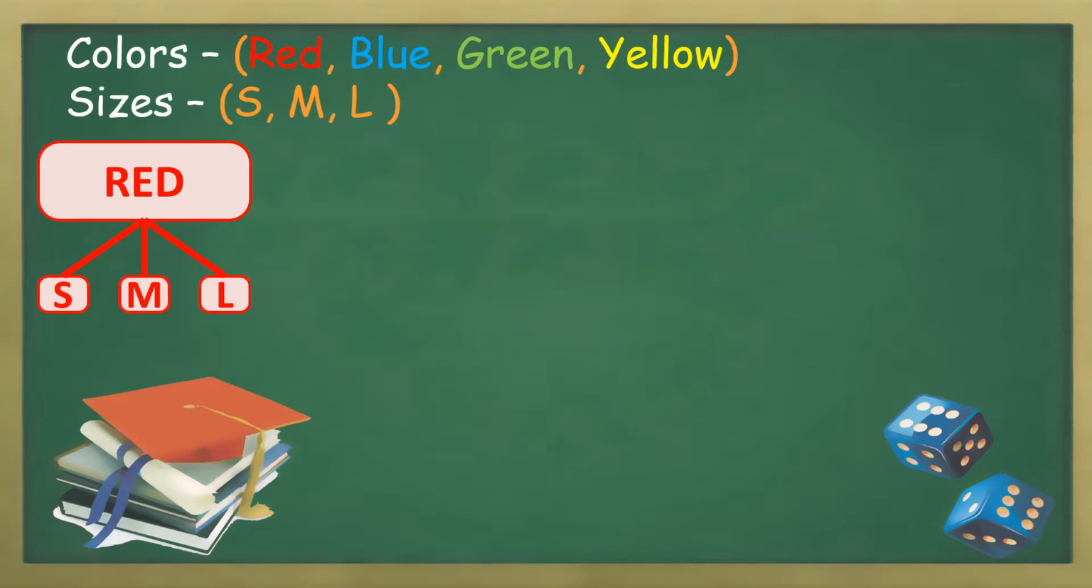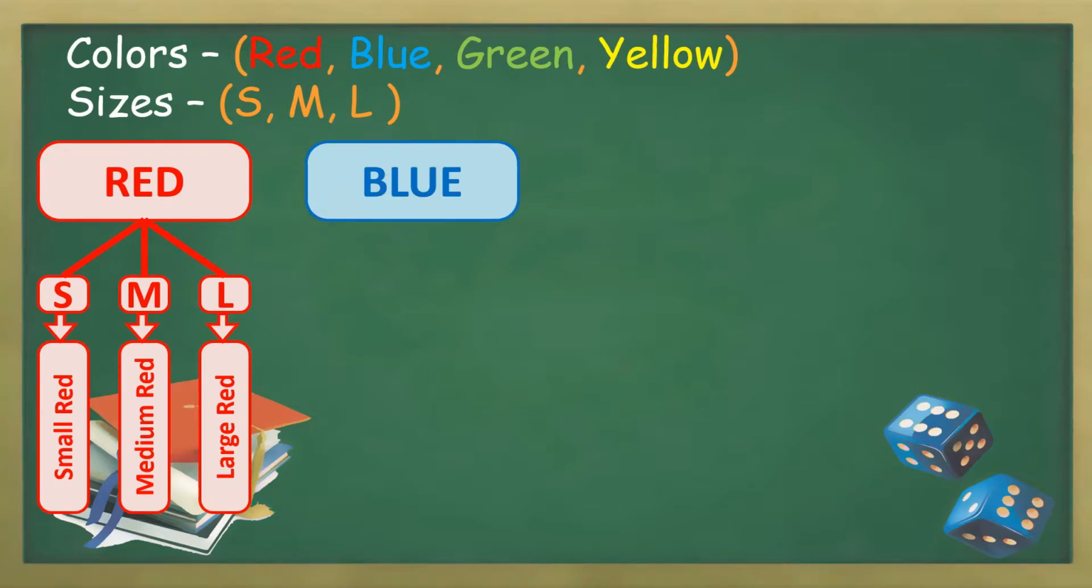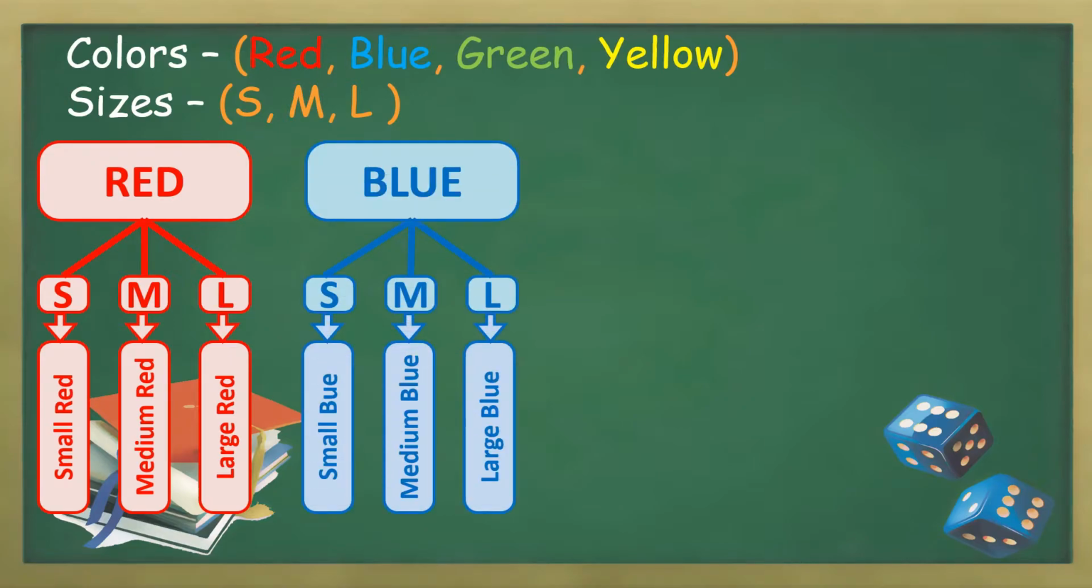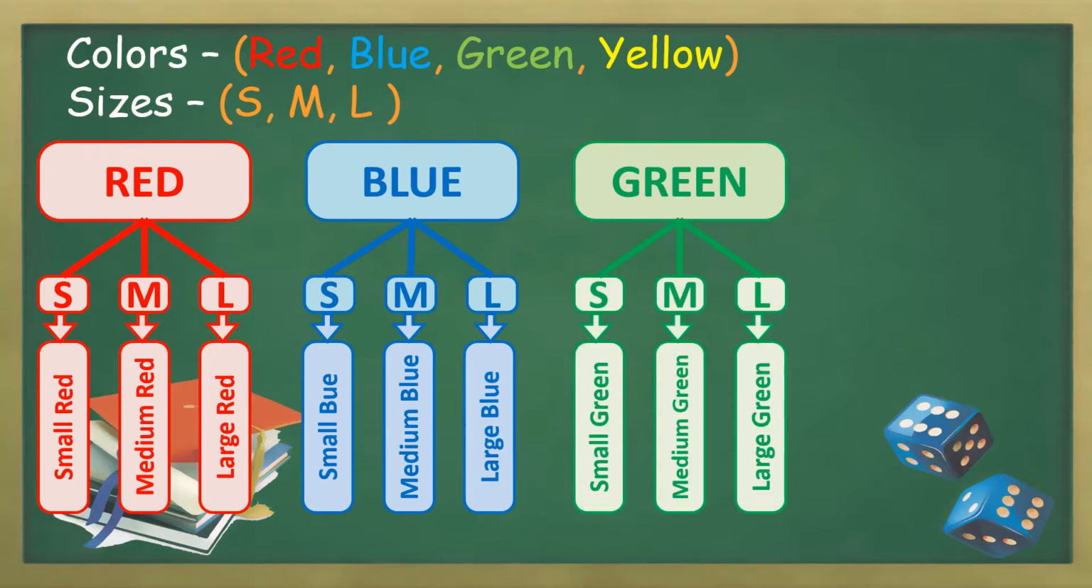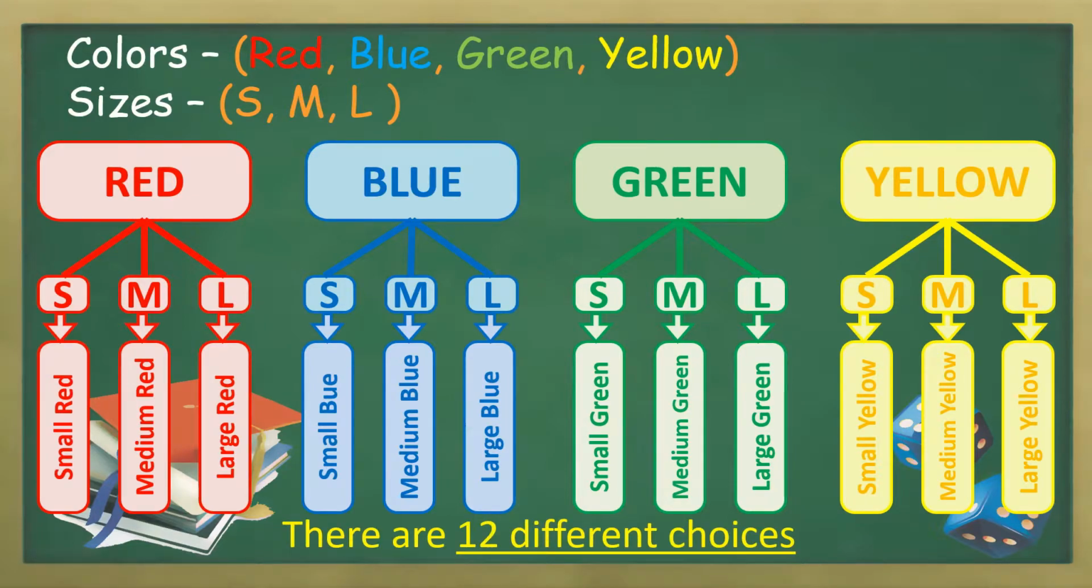So therefore, the first set of choices or combinations of polo shirts that we are going to have will be small red, medium red, large red. Then let's have the blue. So small, medium, large. Then green, small, medium, large. Then yellow, small, medium, large. So therefore, using 4 colors and 3 sizes, we can have 12 different choices for the polo shirt, or 12 different combinations.